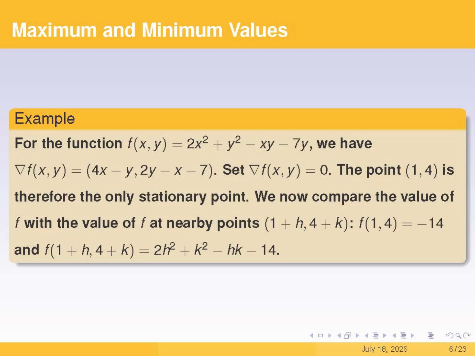Now, to check if this stationary point, (1, 4), is actually an extremum, we need to look at what is happening to the function values near (1, 4). We can represent any point near (1, 4) as (1 + h, 4 + k), where h and k are just real numbers that are small enough. From there, we can plug this point into the function to calculate the value of f(1 + h, 4 + k), which is laid out for you in the very last line.